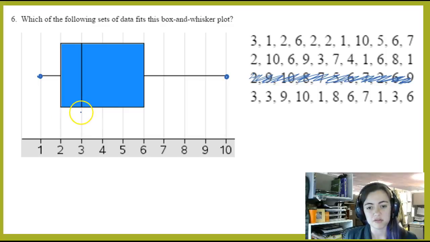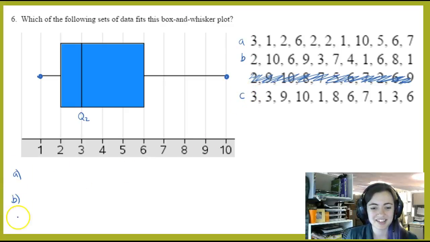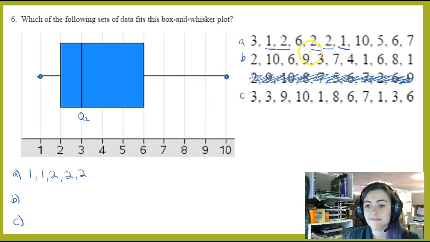So then we can start getting deeper into the box and whisker. Maybe start with Q2, or the median. Which of these have a median of 3? Just like before, arrange them in order and figure out what's the middle. Looking at A, B, and C here, so we talk about the same things, let's arrange them from least to greatest. So we have 1, then 1, 2, 2, 2, so three 2s total. Then 3, 5. I see a 6. Oh, another 6.